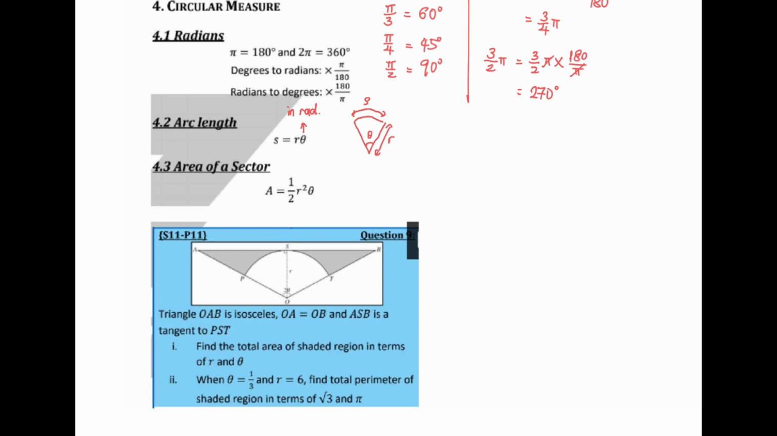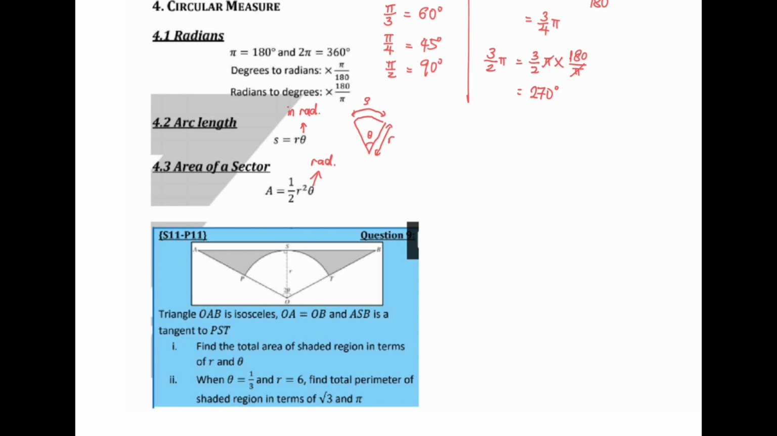Okay, now the next formula, area of a sector, A equal to 1 over 2 r squared theta. Again, the theta here is in radian also. Okay, in radian. So basically what we can do is we can find the area of this sector by using this formula. Okay, so you have two formulas here. The first one is to find the arc length. The second one is to find the area of this.